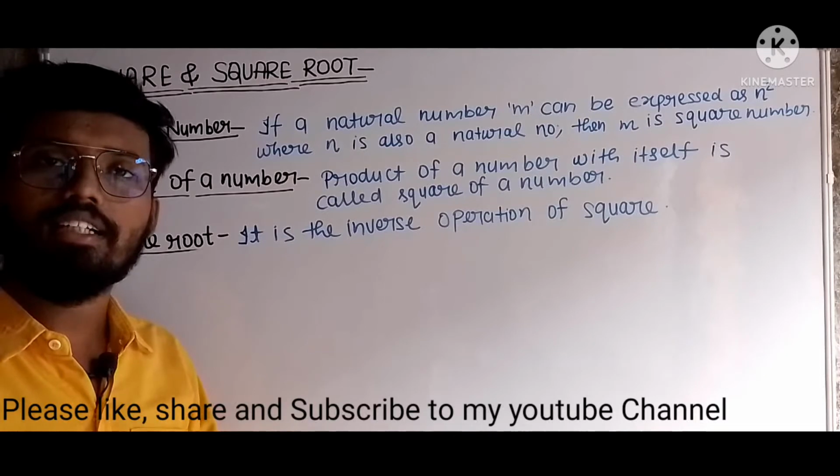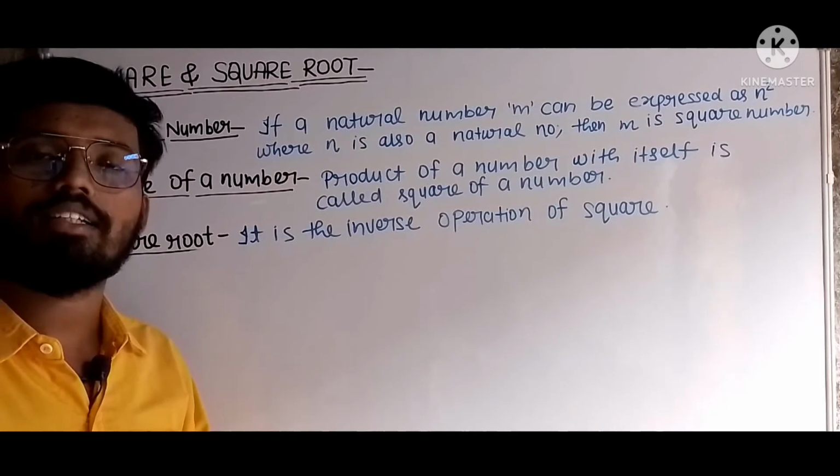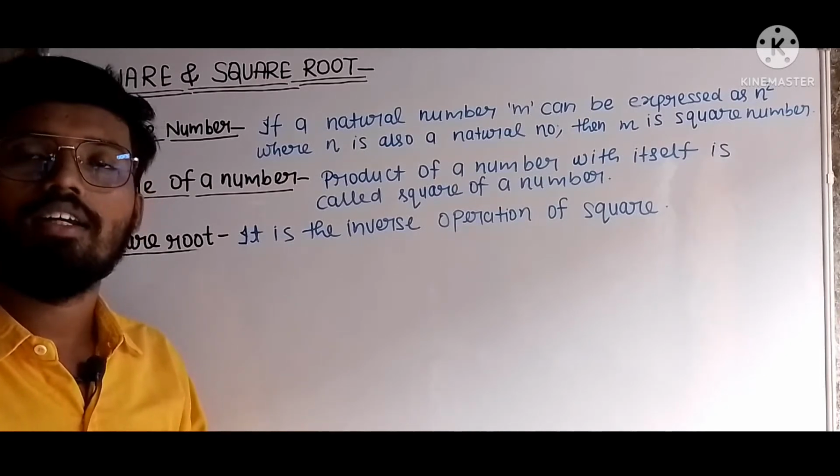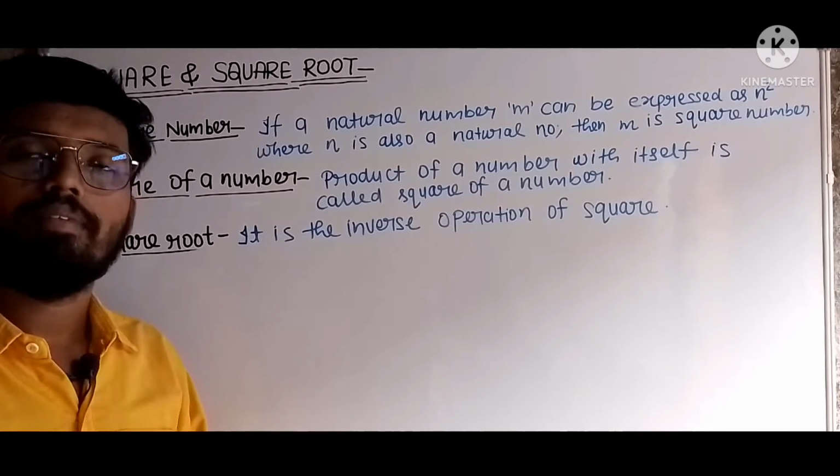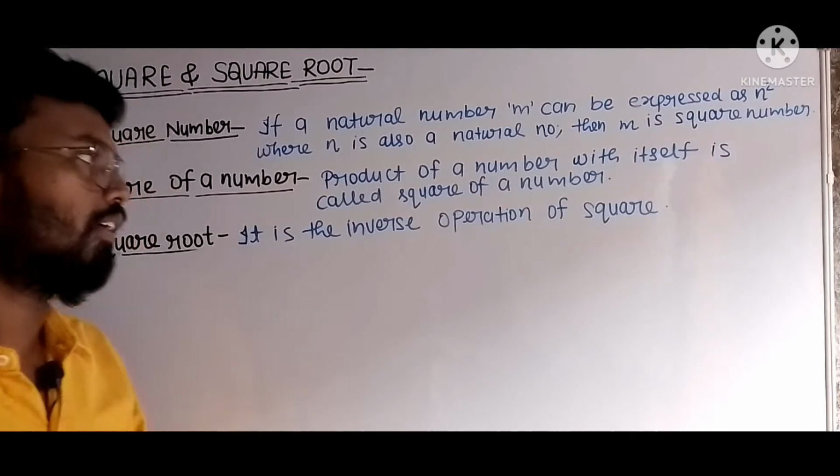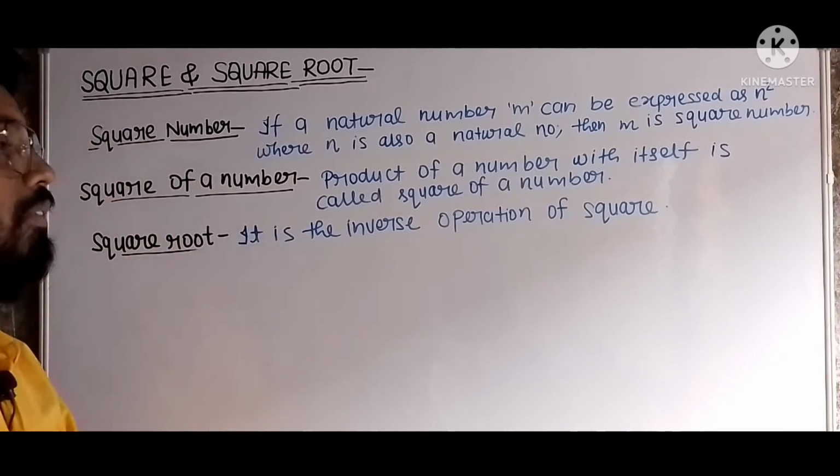If m is any natural number and it can be expressed in the form of n square also, where n is also a natural number, then m is called a square number. Let us understand this with some problems.